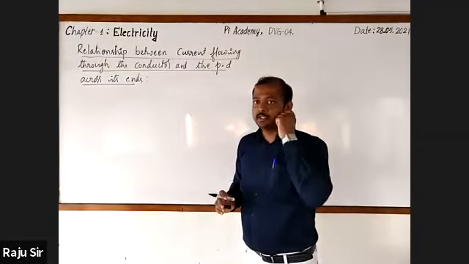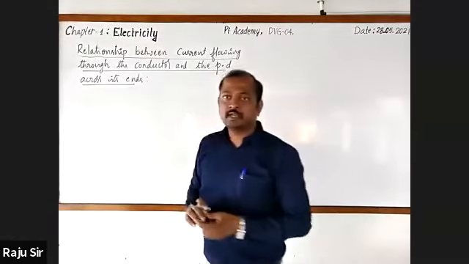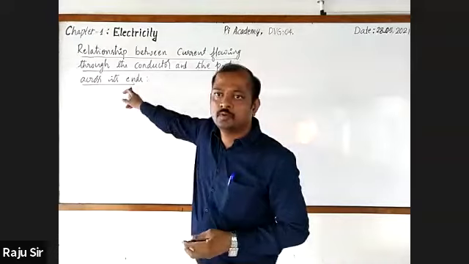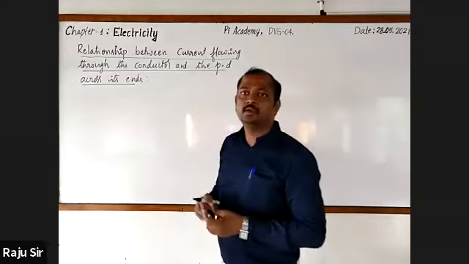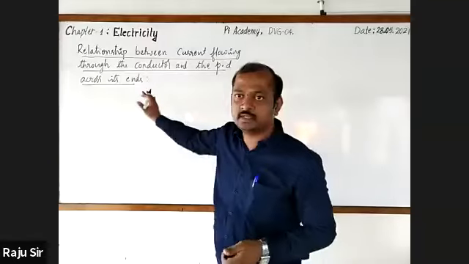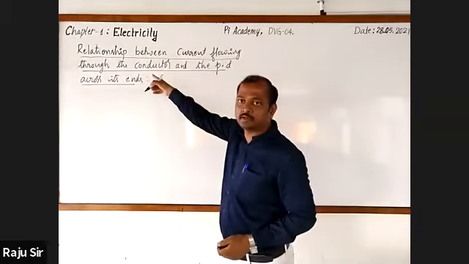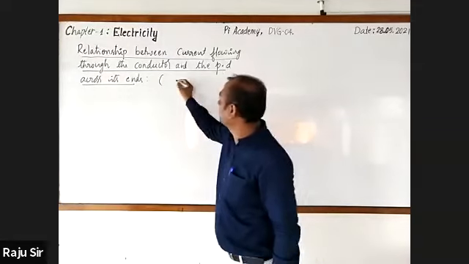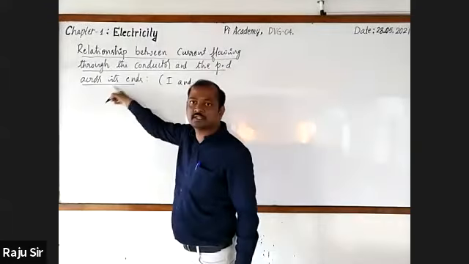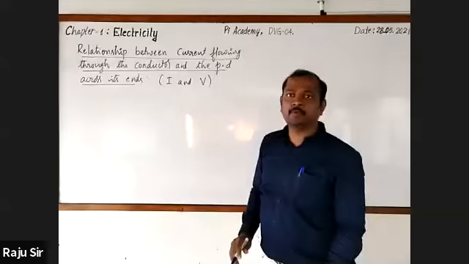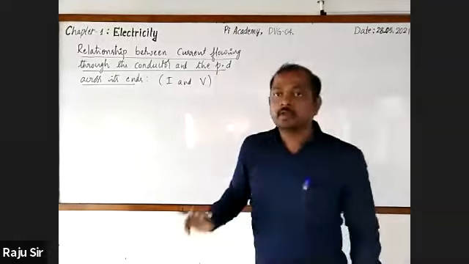Let's go on to the activity. What is the aim of this activity? The aim is to find the relationship between the current flowing through the conductor and the potential difference across its ends. Very simple. I'll write it in symbolic form. Electric current is denoted by which symbol? I. And the potential difference is denoted by V, voltage. I and V.